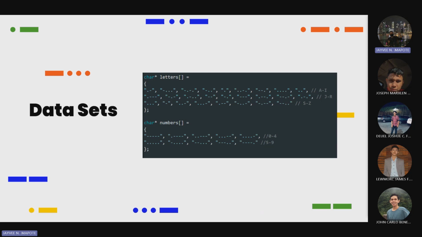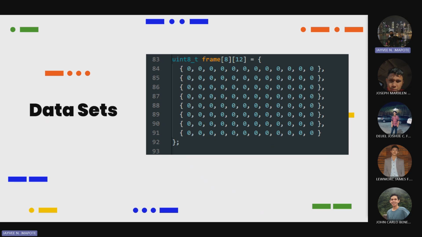And basically, this is the 12 by 8 matrix of the Arduino R4. Sorry for the lag. And this will represent which LED will light up. If the value is zero, it will be turned off, and if the value is one, it will turn on.